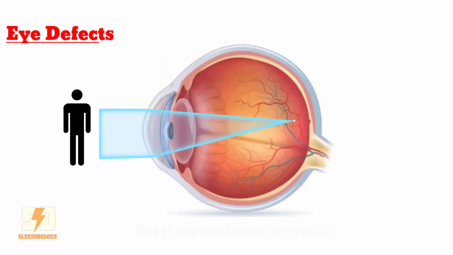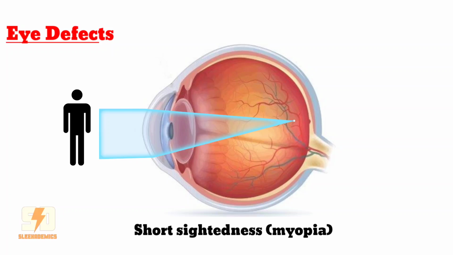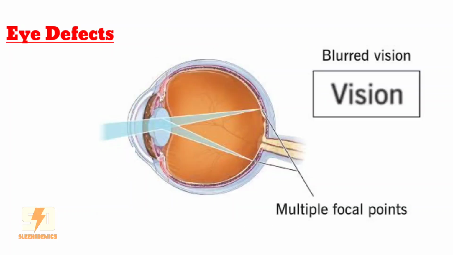The next eye defect is short-sightedness, or what we call myopia. This is the ability to see close objects but being unable to see far ones. This may be due to long eyeballs or curved lenses. Hence, the image formed is always formed before the retina. It can be corrected with concave lenses.